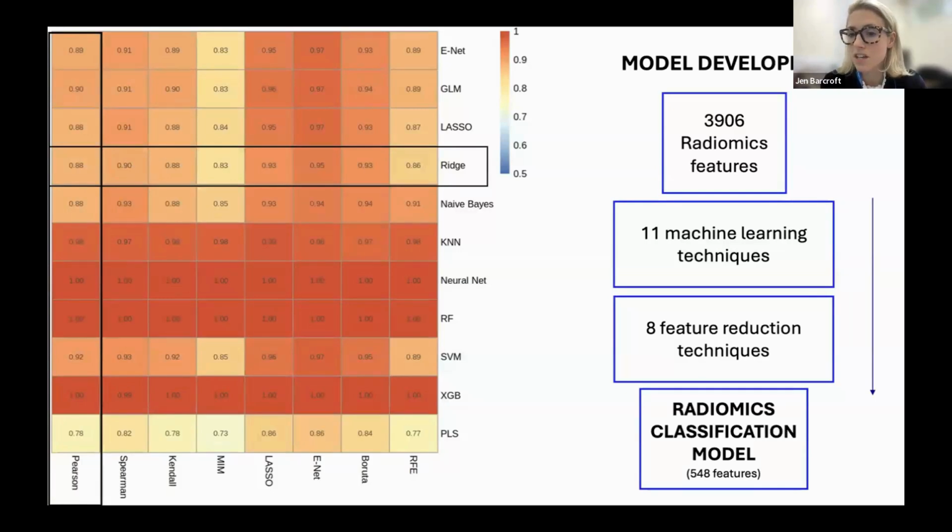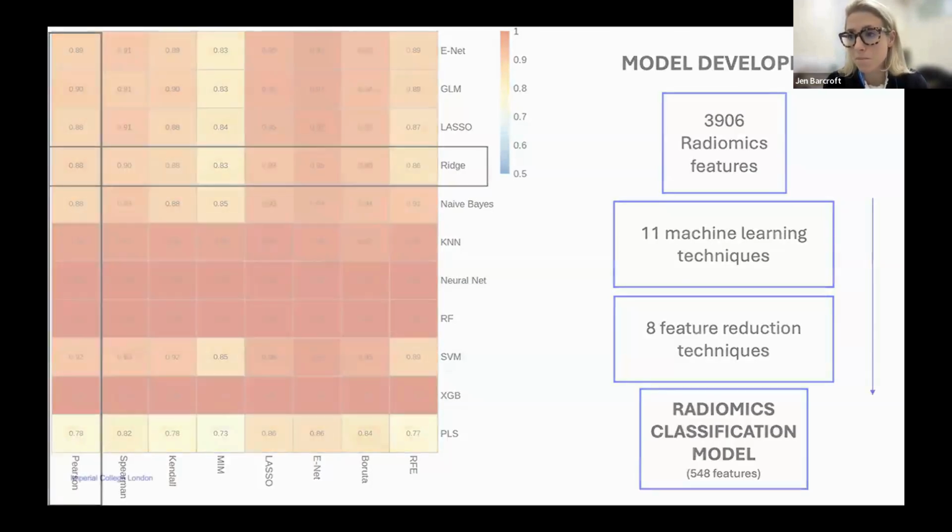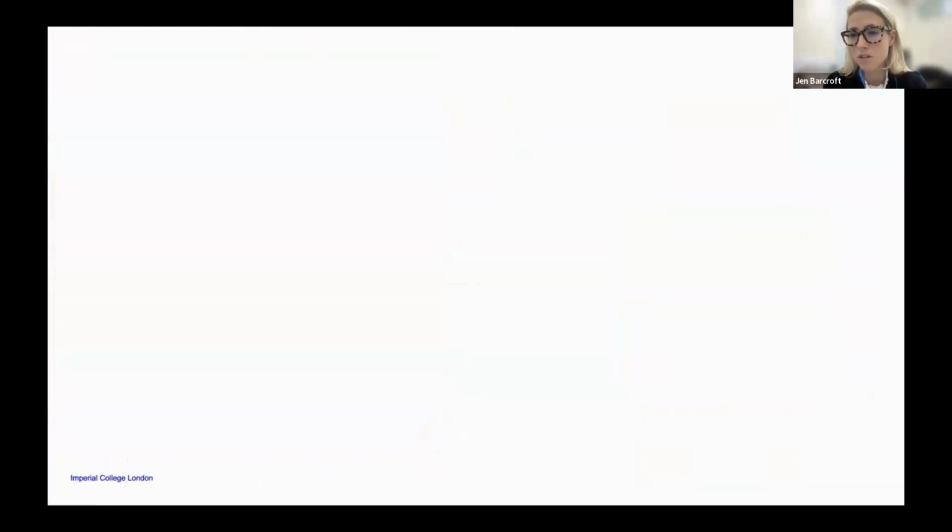So this then gave us, in the end, a final number of features that fed into the radiomics classification model. And as you know, the whole purpose of this is trying to work out which are the features that are important in driving a malignant diagnosis, and removing highly correlated features to create a model that not only performs well, but does not have a tendency towards overfitting, and therefore has better applicability and generalizability to a real world data set.